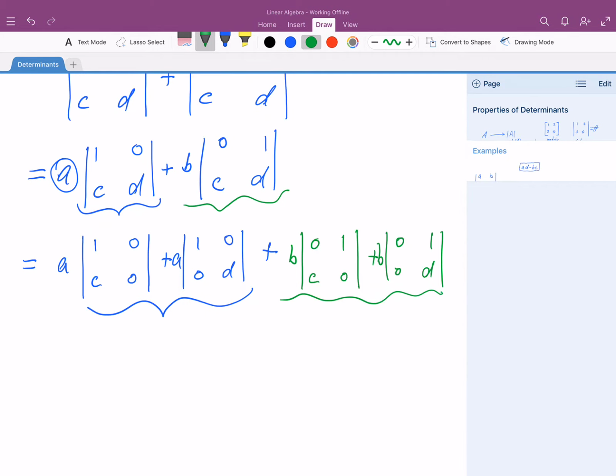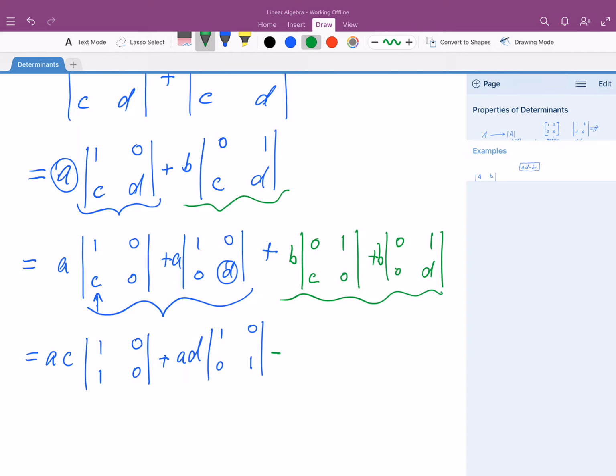Okay, and let me use linearity again on the green part. So I'll just copy the blue part. Well, maybe I should use linearity again. Let me factor out C from the second row. So I get AC 1, 0 and 0, 1. 1, 0 again, plus A, here let me factor out D from the second row. So that puts D outside, I get 1, 0, 0, 1.